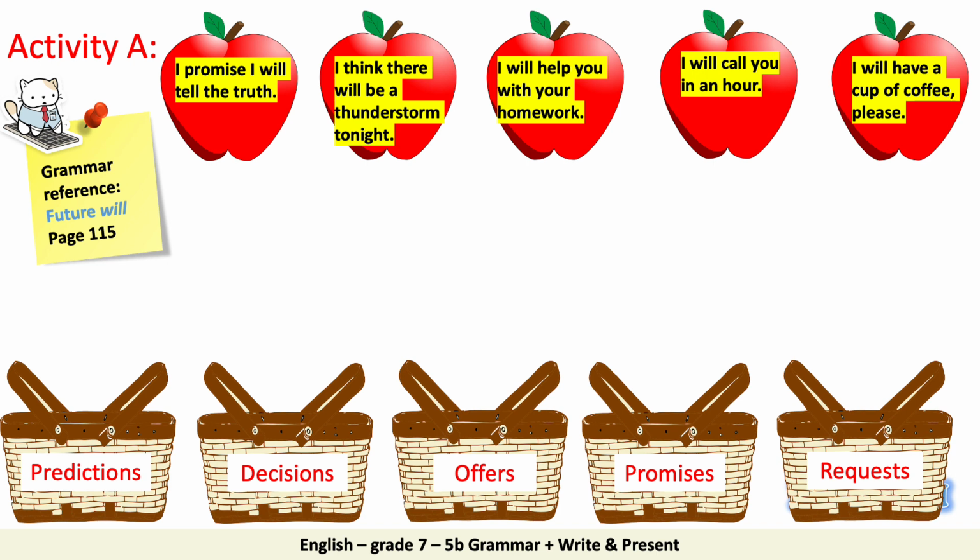For example, if you see the word promise in a sentence, this means it's a promise. If you see the word help, this means there's an offer being made. If you find phrases such as I think or I believe, this means we have a prediction. And lastly, if you see the keyword please, this means this is a request. Please pause the video, complete the activity on your own, then unpause the video to check your answers.